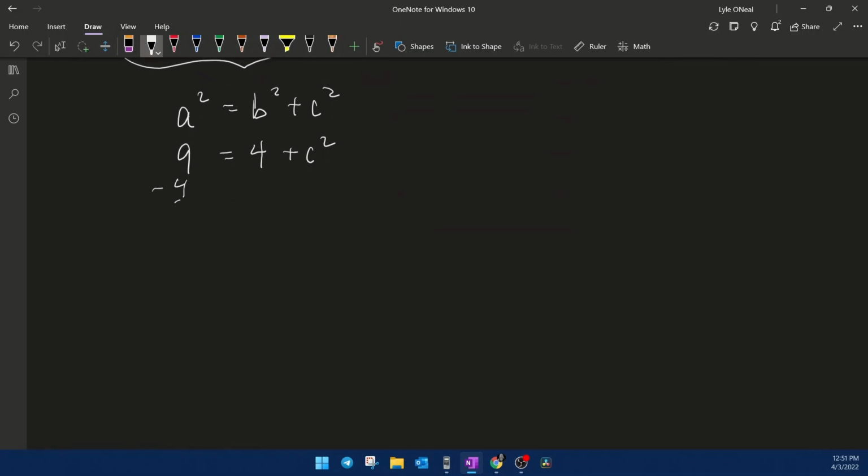So, minus 4 from both sides. 9 minus 4 is 5. And then if I take the square root of both sides, I have my value for c. And since it doesn't square root nicely, we're going to leave that in simplest radical form.